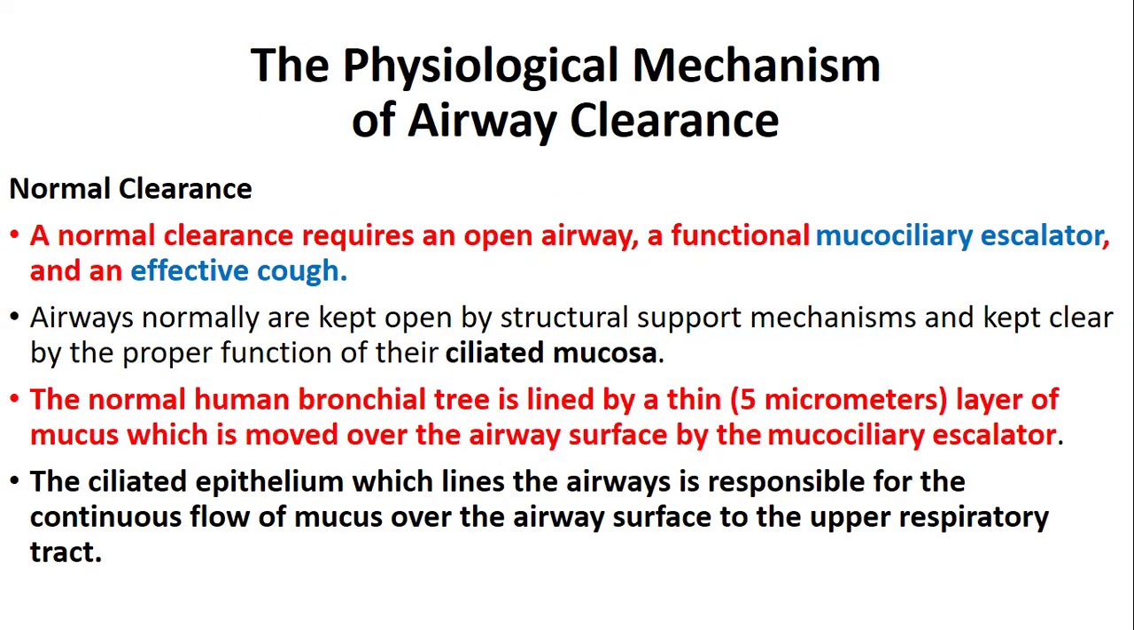Before we continue with chest physiotherapy and how it is done, let's have a short talk about the normal chest clearance. How does the normal physiological clearance of the chest happen? Normal clearance requires an open airway, a functional mucociliary escalator, and an effective cough. The normal lining of the airway is lined with about a 5 micrometer layer of mucosal membrane, therein lies what is known as cilia. Cilia help to move secretions from deep down in the respiratory tract up for expectoration, to be spat out.